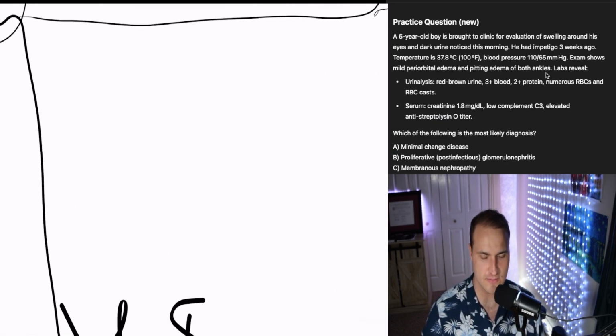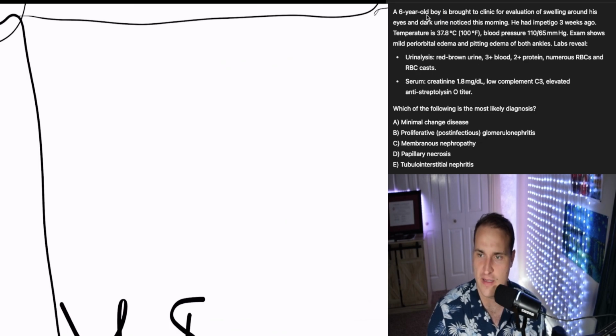Question 48. This is a really, really important question. Here we have a 6-year-old boy brought to the clinic for evaluation of swelling around his eyes and dark urine that he noticed in the morning. He had impetigo 3 weeks ago, 100-degree fever, 110/65. We have red-brown urine, so +3 blood in the urine, creatinine 1.8. Which of the following is the most likely diagnosis?